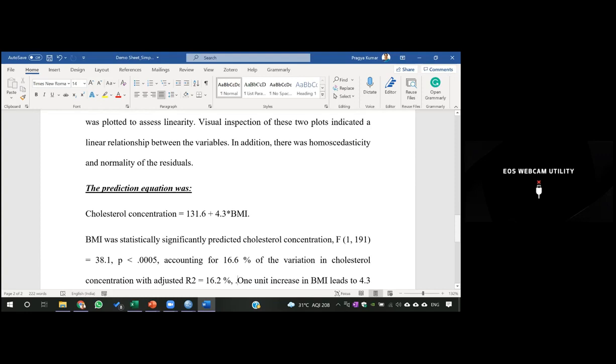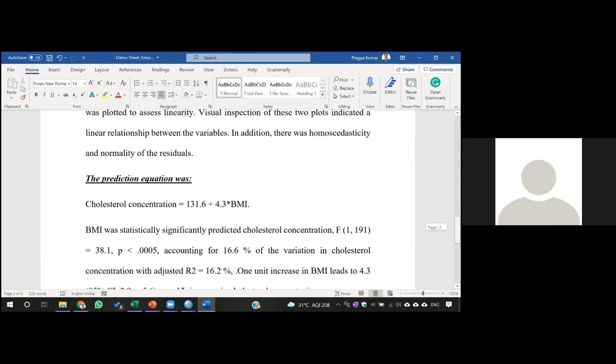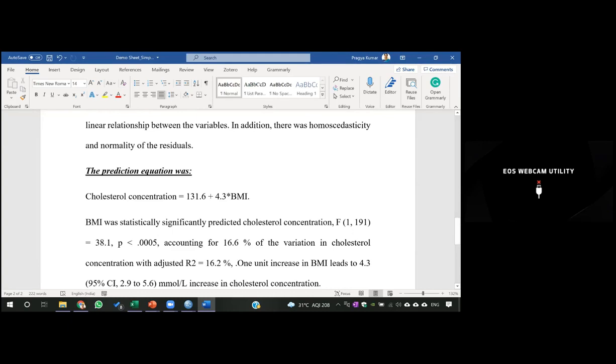Maybe you need to do it with a larger sample size, because many times if the sample size is not adequate, it will not give you a good model. And ma'am, for the rest also, like the first, can you write 1 unit increase in BMI leads to 4.3 if it's non-significant? No. Then you cannot. If it is not significant, then you cannot interpret it.